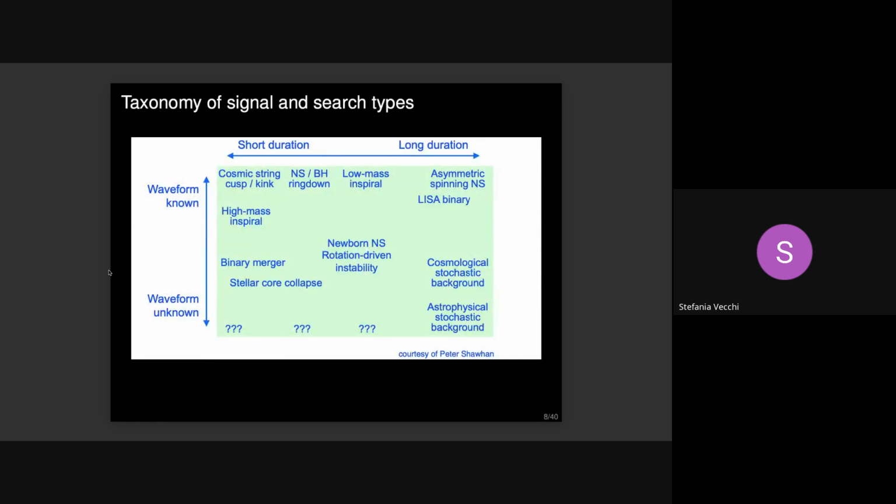From an astronomical point of view, we have a lot of interesting signals to think of. We either know the gravitational waveform of them or we don't, and they are either short duration or long duration. So these binary inspiral things are basically here.